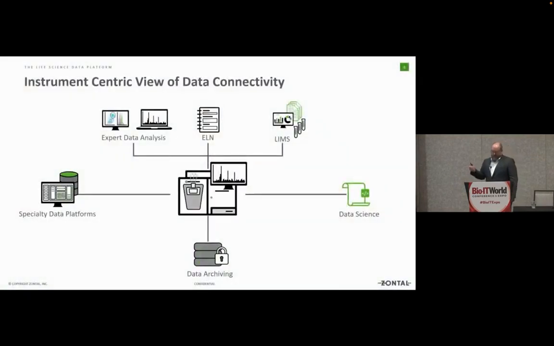And yes, a very similar picture to the one before, but a little bit more detailed. So we have the expert data analysis tools that every scientist needs to make sense of the data. The ELNs to plan what we actually do in the lab, LIMS to execute it. And specialty data platforms, they're everywhere. And then we have data scientists. They should be everywhere. Not everyone has enough, I know.